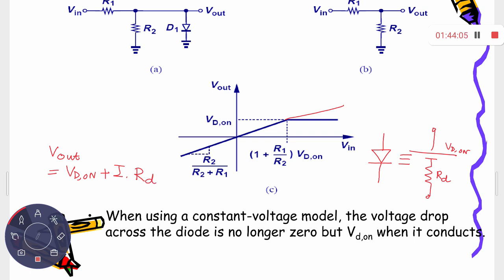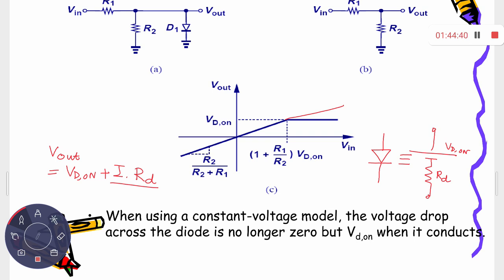Now as you increase the Vin value, VD on is a property of the diode itself, and Rd is also a property of the diode itself. So as you increase Vin, I will also increase, so this drop will also increase, assuming that the diode resistance is constant. We will see in the next class that the diode resistance is not constant. It depends upon the amount of voltage that you have. I told you this initially, right?